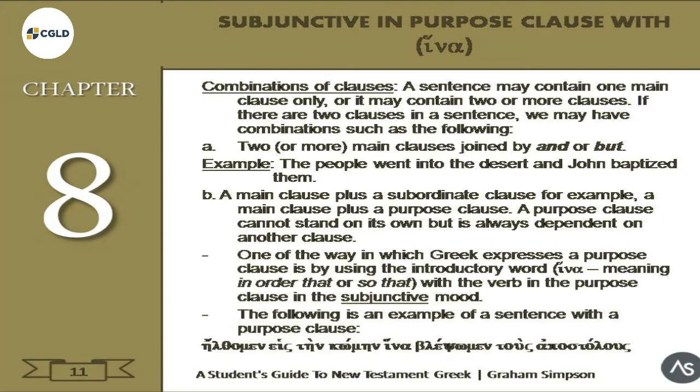Combinations of clauses. A sentence may contain one main clause only, or it may contain two or more clauses. If there are two clauses in a sentence, we may have combinations such as the following. Firstly, two or more main clauses joined by and or but. For example, the people went into the desert and John baptized them. Secondly, a main clause plus subordinate clause.